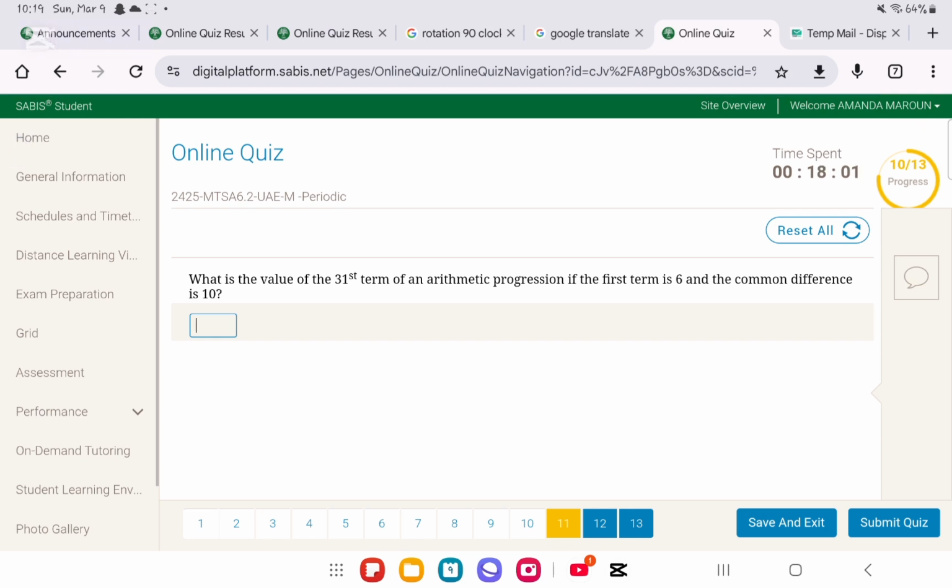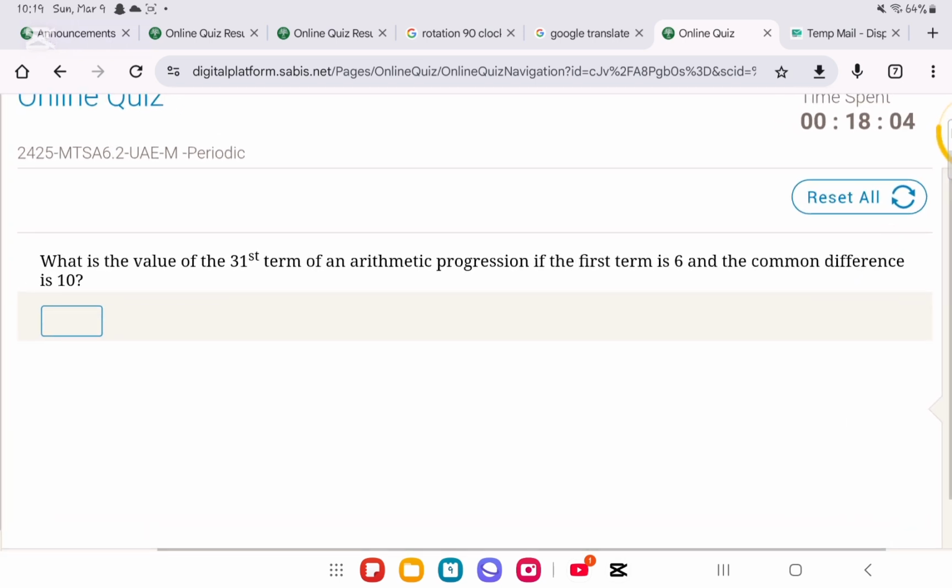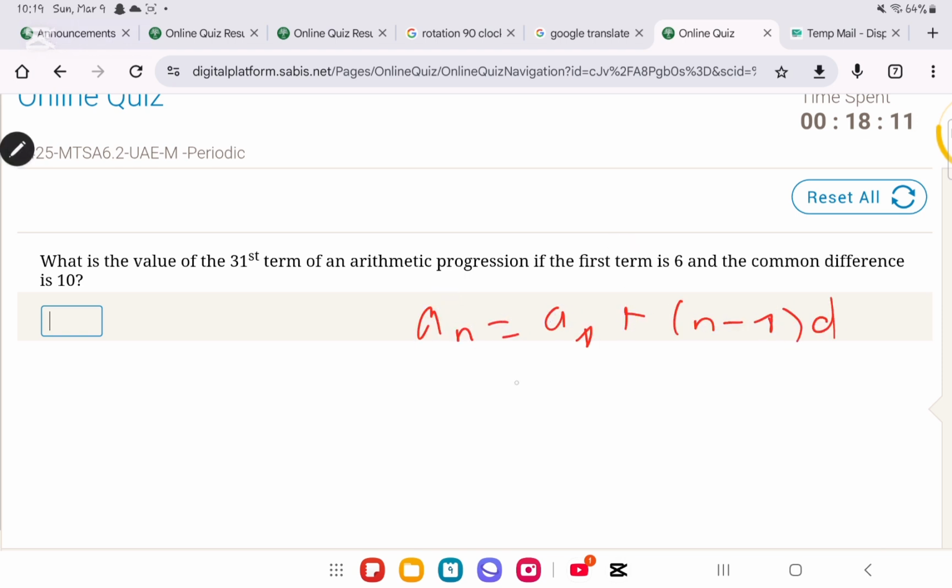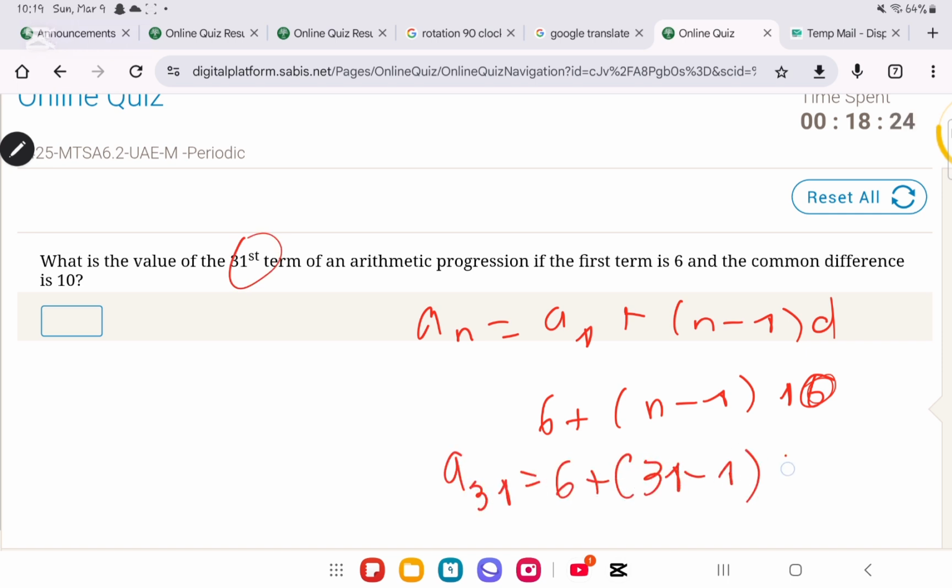They need the 31st term of an arithmetic progression if the first term is 6 and common difference is 10. Remember, an is equal to a1 plus n minus 1 times common difference d. So a1 is 6 plus n minus 1 times common difference d being 10. They need the 31st term. So a31 is equal to 6 plus 31 minus 1 times 10. You will put it on your calculator. So let us do it together. 6 plus 31 minus 1 times 10. You will get an answer which is 306, okay?